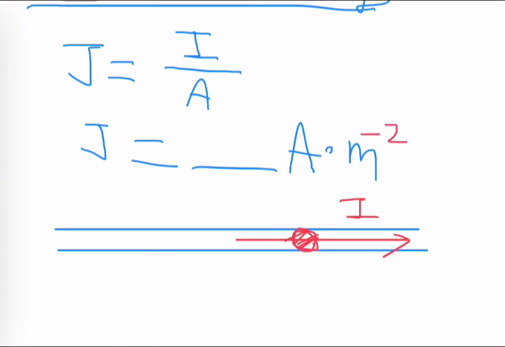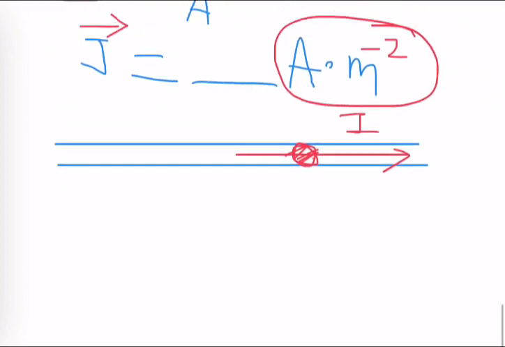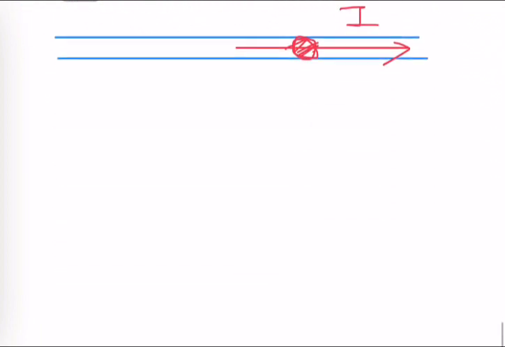So ampere per meter square. Next, is current density a vector quantity? Yes, it is a vector quantity. Why? Current is a scalar, but there is an area involved, and we have to take the area in a particular direction. The cross-section area is perpendicular to the direction of the current. That's why it becomes a vector quantity.